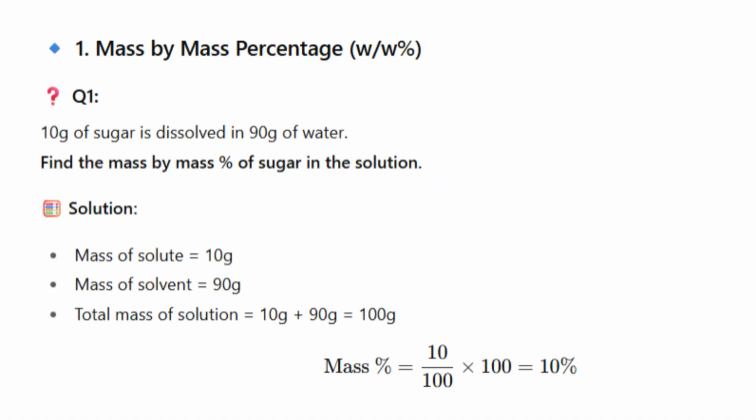1. Mass by mass percentage, W/W %. Question 1. 10 grams of sugar is dissolved in 90 grams of water. Find the mass by mass percentage of sugar in the solution. Explanation. Mass of solute equals 10 g. Mass of solvent equals 90 g. Total mass of solution equals 10 plus 90 equals 100 g. Mass percent equals 10 divided by 100 times 100 equals 10%.